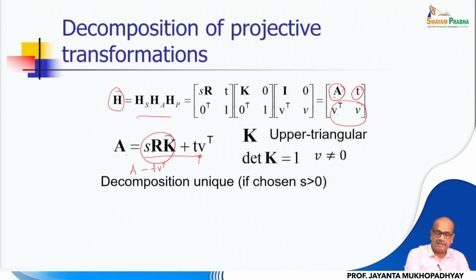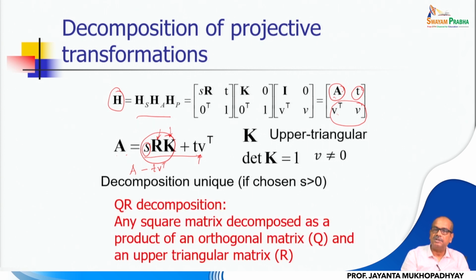Now this one has a scale S associated, and this R is an orthonormal matrix and this K is an upper triangular matrix. Now there is a QR decomposition algorithm where Q is an orthogonal matrix and R is an upper triangular matrix. So using QR decomposition, you can find these factors, and by taking S out of the orthogonal matrix, you can make it an orthonormal matrix. You can adjust them, and S can be taken outside. In this way, you can derive all the factors.